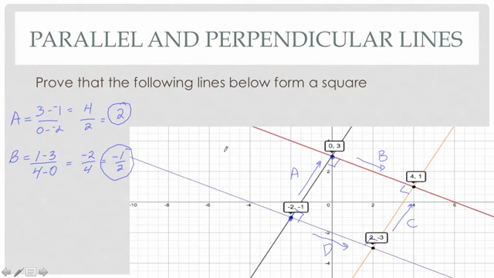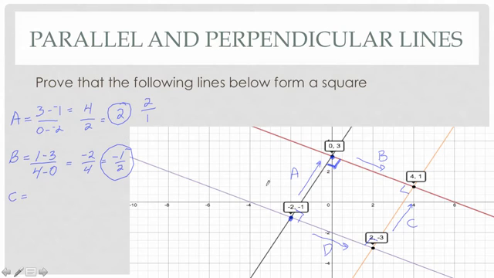Now just comparing those two slopes, I can express 2 as 2 over 1, right? 2 over 1 is the reciprocal of 1 over 2. 2 is positive, -1/2 is negative. So we've just shown that we have perpendicular lines right there. A and B are perpendicular to each other based on what we got for their slopes. All right, let's keep going.